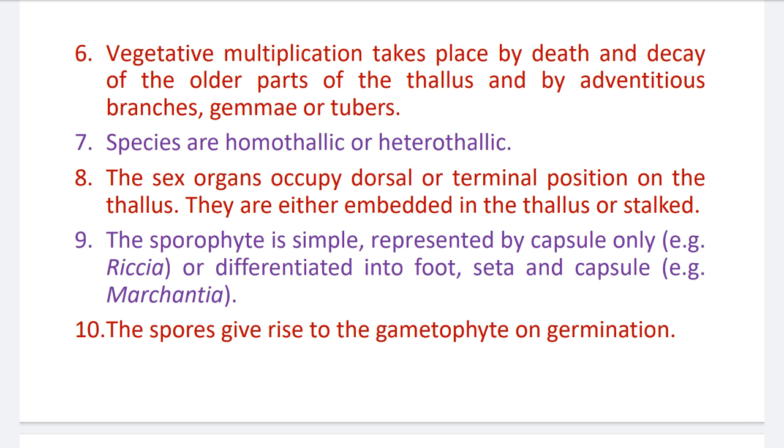Okay, either they are embedded, म्हणजे रुतलेले असतात, embedded in the thallus, or they are present on a small stalk. At that time we can call them stalked structures. Means the thallus produces a small stalk, for example the antheridiophore or archegoniophore. Phore means stalk. On that stalk, these structures can be developed.